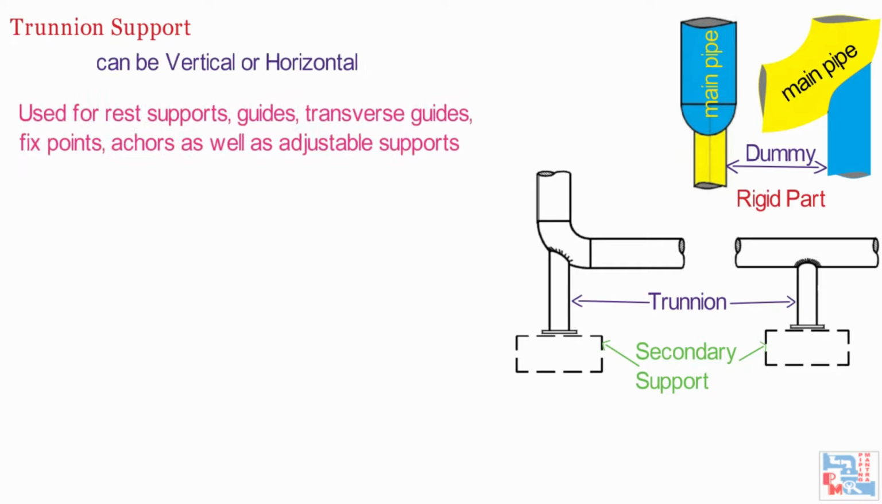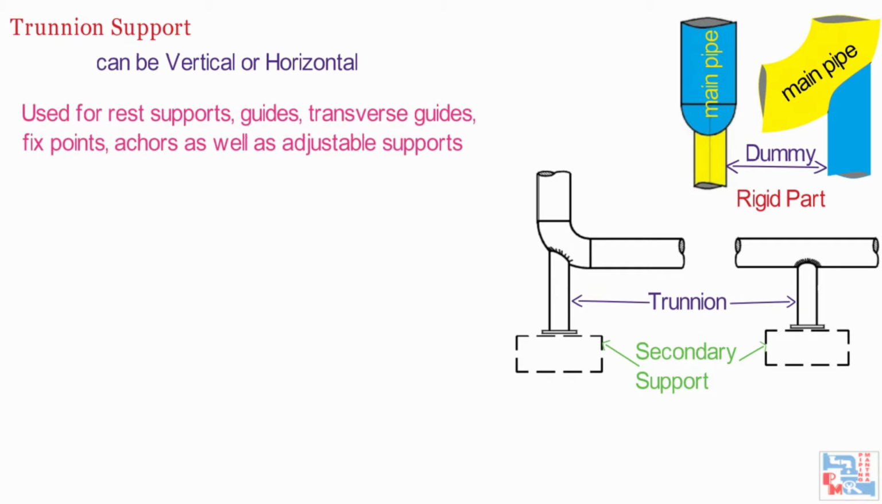These can be used for rest supports, guides, transverse guides, fixed points, anchors as well as adjustable supports. On your screens, you can see different symbols for trunnion supports for horizontal, vertical and double trunnions.